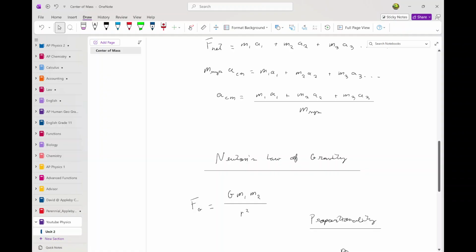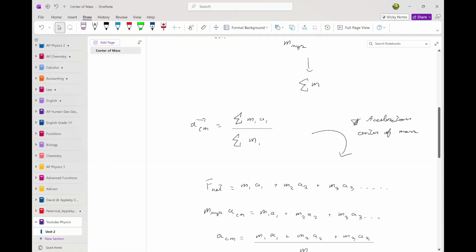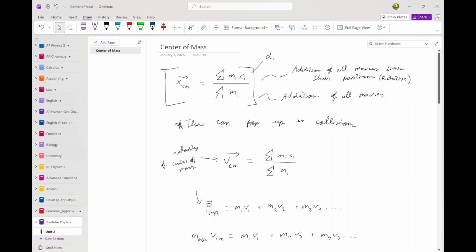So that's a very quick review of Newton's law of gravity. You'll have to deal with this when you have a center of mass, because the center of mass determines what the force of gravity is on an object. So let's just say, for example, I did a project in this.